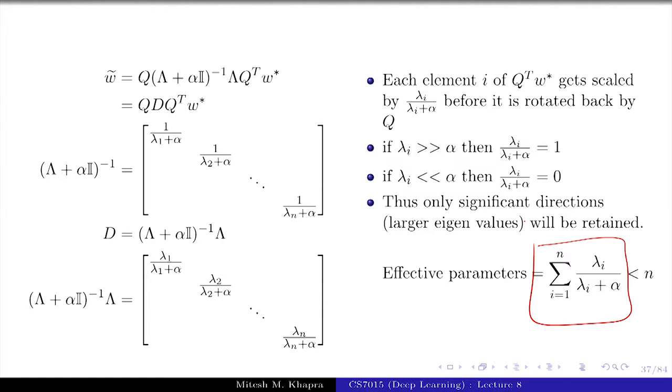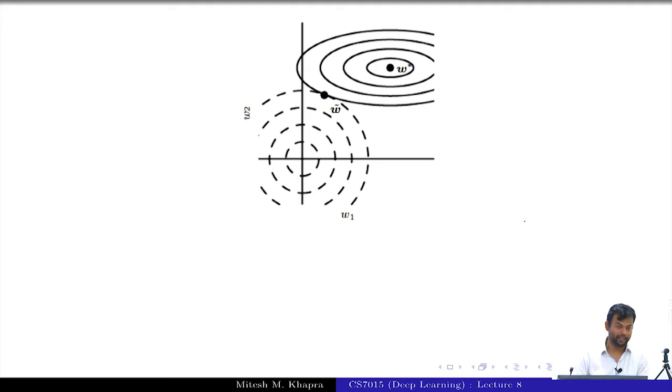So that's sometimes known as the effective number of parameters in a neural network. If the effective number of parameters in your neural network is decreasing, what are you doing? Making the model less complex, right? So that's what we have achieved. You see that? Okay.